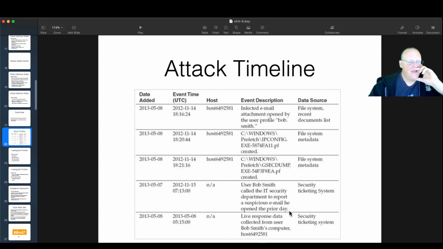All right. And so then the next day he called the IT security department to say, I think I opened something yesterday and it seems suspicious. So you didn't find out until a day later, but there are some records in the system of some of the actions of the malware.